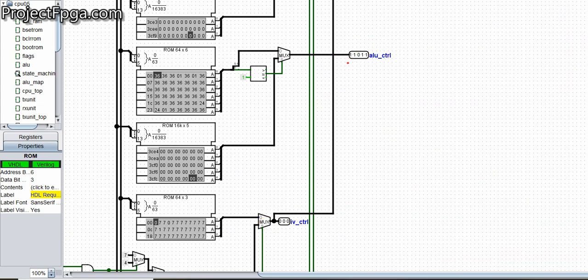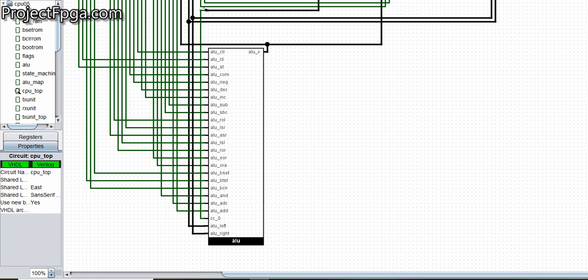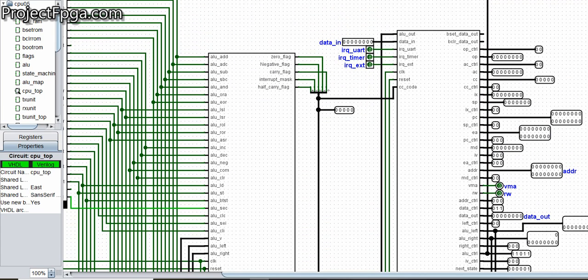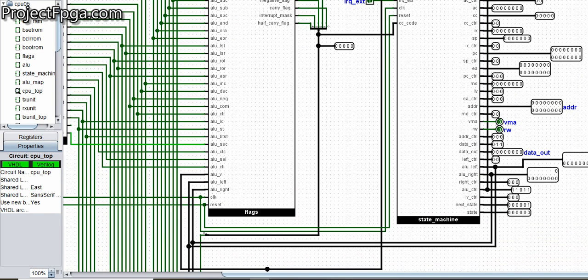Now this ALU control is the actual ALU bit, the ALU control. Now let me show you what this ALU control bit does. Let's go to the CPU tab. Let's go here. Now I will highlight it so you see. Let me highlight the ALU control so you see where it goes to.